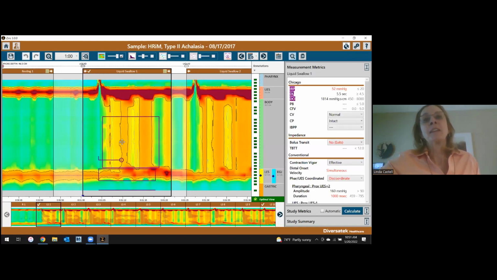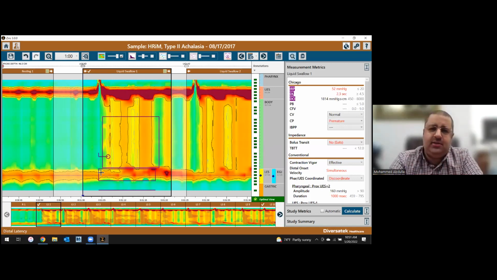If you look at this one right here, the distal latency is 5.5, but like you're saying, it's really kind of inaccurate. This really reflects the pan-esophageal pressurization. You can apply it to the next swallow.